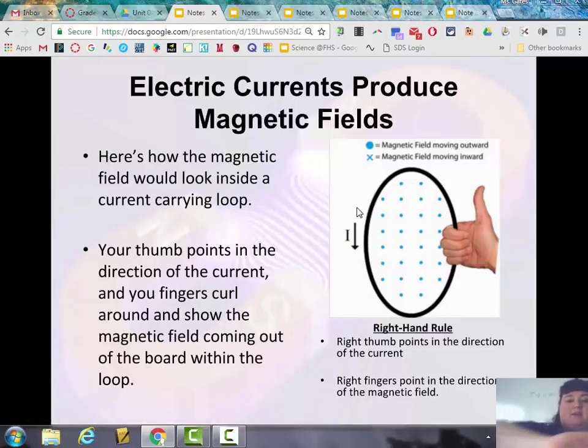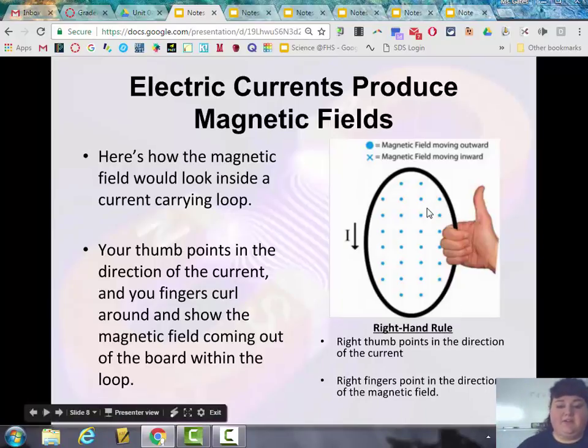No matter where you are going on that circle, it would be curling into the page. But in the middle it curls outwards. So remember, right hand rule: point your thumb in the direction of the current, and your fingers curve in the direction of the field.